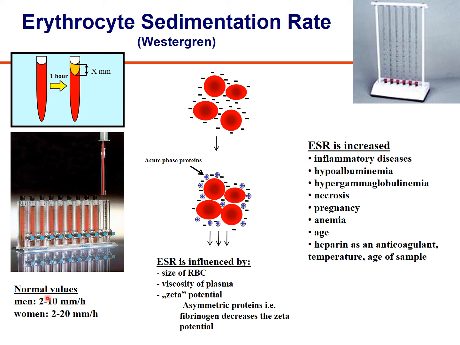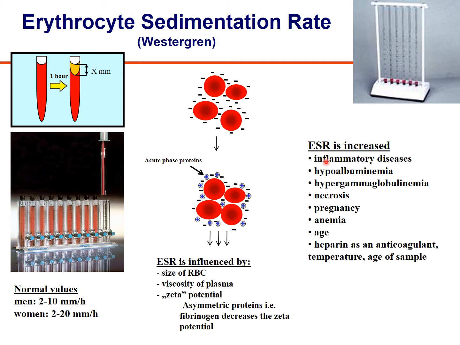The normal sedimentation rate in men is about 2 to 10 millimeters per hour, in women 2 to 20. In women it is a little bit higher because the fibrinogen level is higher in women. Now what's going to influence the ESR? Size of the red blood cell, viscosity of the plasma, and the zeta potential, that is the charge surrounding red blood cells. The asymmetric proteins such as fibrinogen decrease the zeta potential, as I mentioned, because they have different charges.